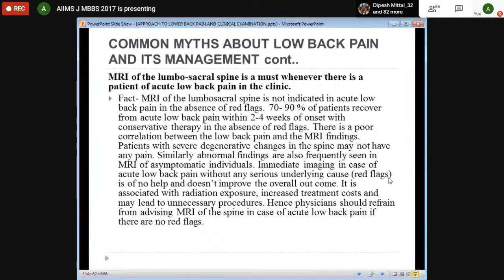Immediate re-imaging in cases of acute low back pain without any serious underlying causes is of no help and does not improve the overall outcome. It is associated with radiation exposure, increased treatment costs, and may lead to unnecessary procedures. Hence, physicians should refrain from advising MRI in cases of acute low back pain if there are no red flags.